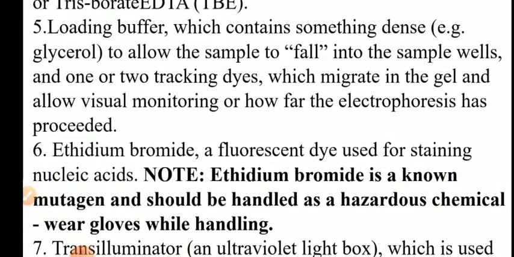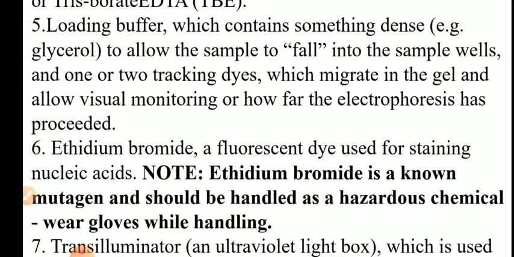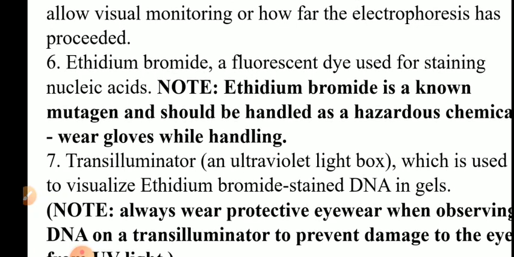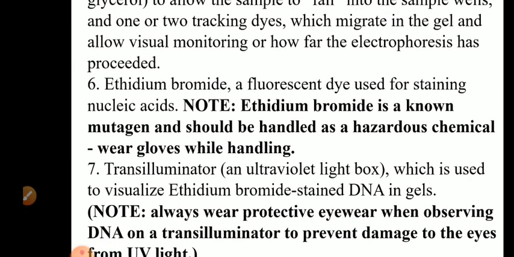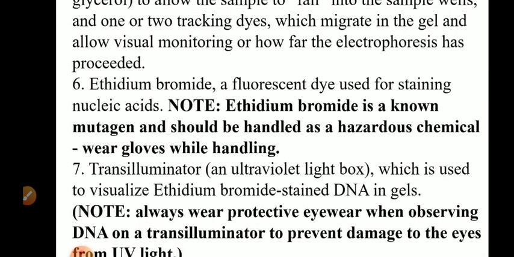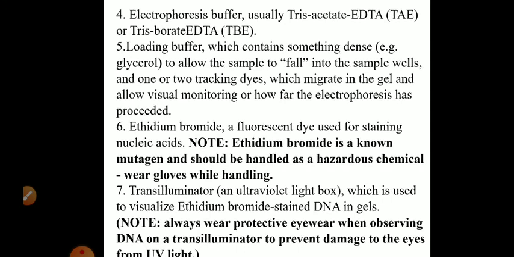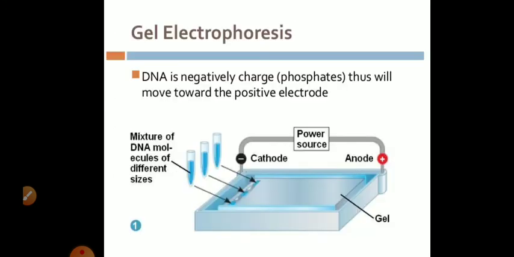Gel loading dye contains one of two tracking dyes which migrate in the gel and allow visual monitoring of how far the electrophoresis has proceeded. You require ethidium bromide, a fluorescent dye used for staining nucleic acid. Ethidium bromide is highly mutagenic and should be handled as a hazardous chemical, and you have to wear gloves while handling it. Then we require a transilluminator. It's a UV light tight box, which is used to visualize DNA when you stain with ethidium bromide. You have to wear protective eyewear, because UV damages your eyes.